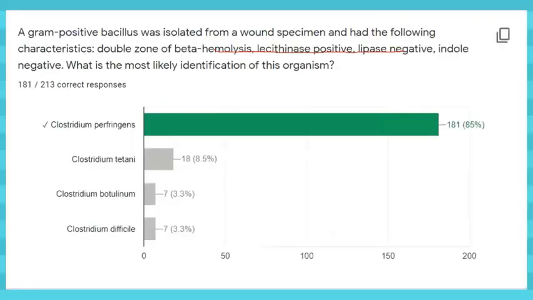Okay, next question. A gram-positive bacillus was isolated from a wound specimen and had the following characteristics: double zone of beta-hemolysis, lecithinase positive, lipase negative, indole negative. What is the most likely identification of this organism? Actually, what gave this away would be the double zone of beta-hemolysis. And there's only one organism to think about if you see this in the question, and that's Clostridium perfringens. Just take note of the other biochemical characteristics of Clostridium perfringens.